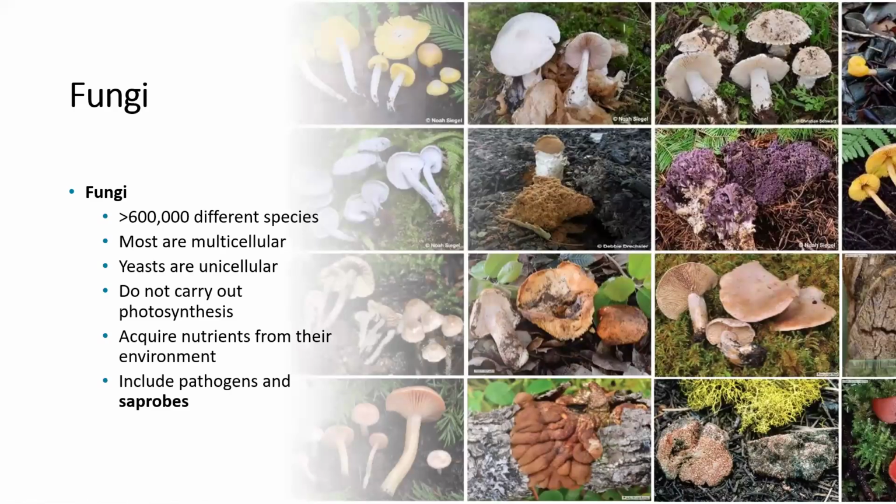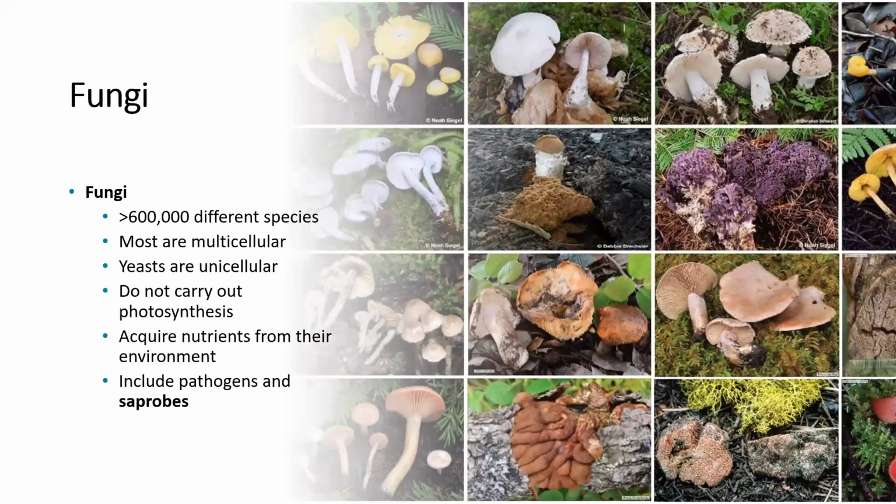All right. So when we're thinking about fungi, there are a lot of different species. There are greater than 600,000 of them. Most of them appear in this multicellular form, like we see in these images on the right-hand side. We've got different types of mushrooms, and those mushrooms might be growing out of the soil. They might be growing on decaying branches or wood, and sometimes even on living trees. And so they come in all these different formats.